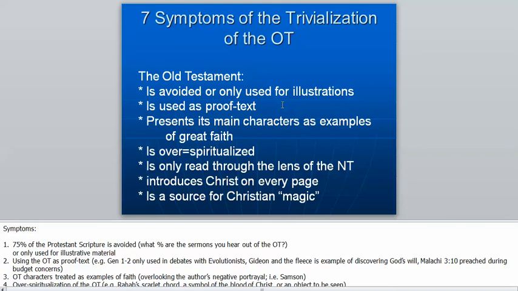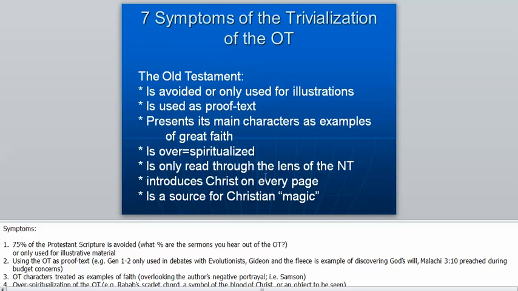Symptoms of the trivialization of the Old Testament: you see that it's only used for illustrations for sermons on the New Testament, right? Or it's just used as a proof text. There's something that I want to prove, and I'll just go to the Old Testament and use my Strong's Concordance and keyword searches and find those verses that help me prove what I want to prove from something in the New Testament. We think that the Old Testament presents its main characters as great examples of faith. Well, what we're going to see is they're presented warts and all. Or we see an over-spiritualization of the Old Testament. Or the problem of only reading the Old Testament through the lens of the New Testament.